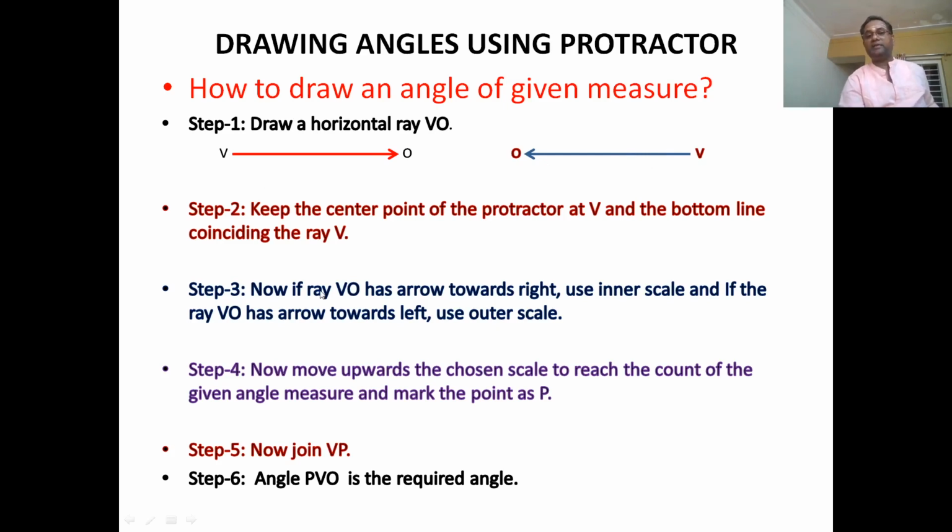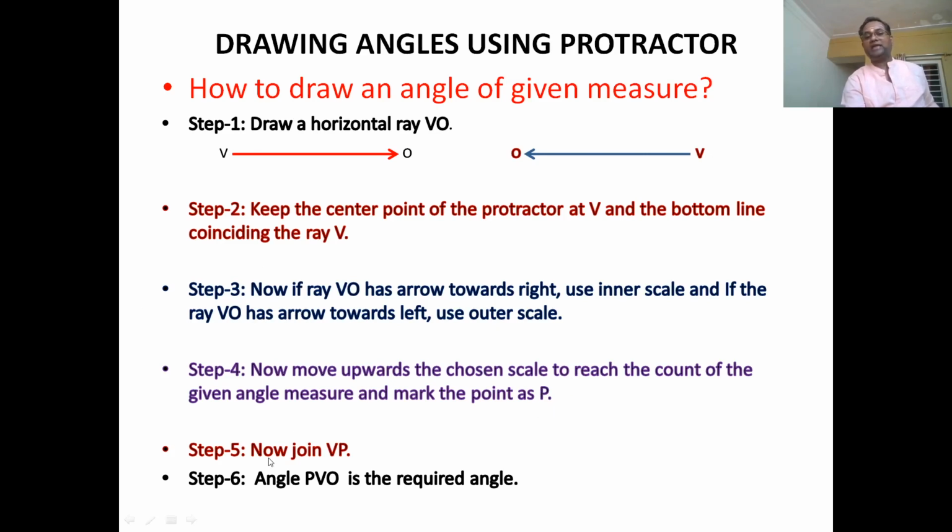Now the third point is the same thing. We have to check if ray VO has its arrow towards the right or towards the left. If it has the arrow towards the right, then you have to use the inner scale, and if it has the arrow towards the left, you have to use the outer scale for measurement. Now move upwards on the chosen scale to reach the count of the given measure. Suppose it is 45 degrees, you start counting 10, 20, 30, 40 and then the smaller lines 1, 2, 3, 4, 5. So 45. That point you will mark as P.